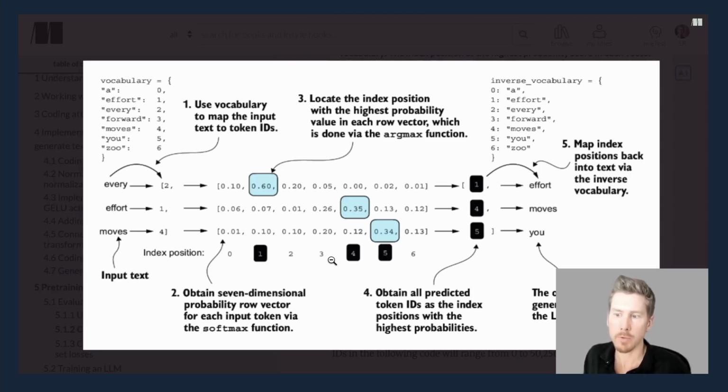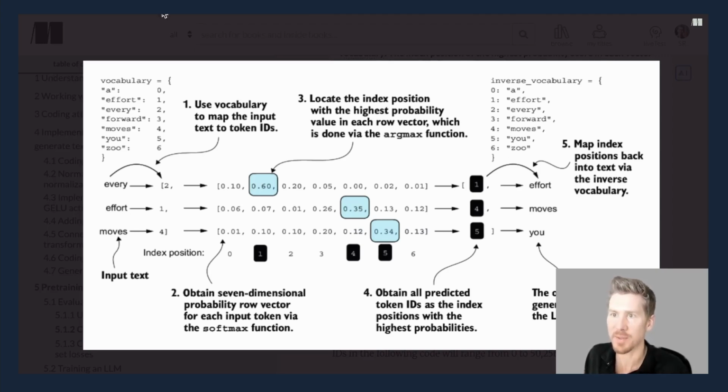And if you recall from the previous chapter 4 video, when we implemented the generate text simple function, we used the argmax to determine this index position. It maybe looks like a highly complicated figure, but all that is happening here is we have a vocabulary where we go from tokens to token IDs, we get the softmax, and then we go with the argmax backwards from probabilities to token IDs and then back to text.